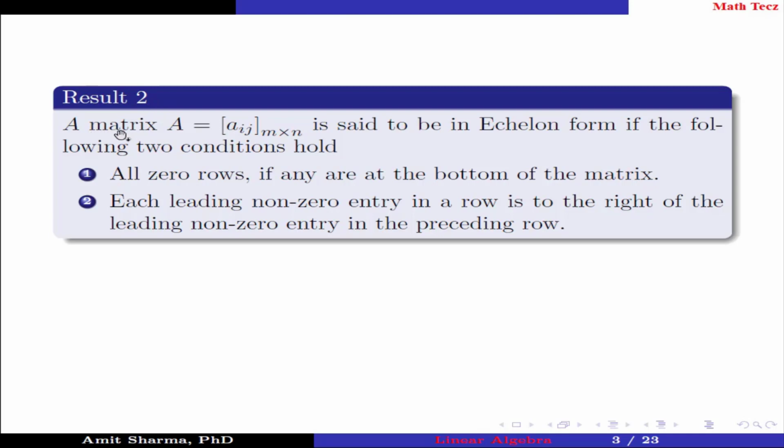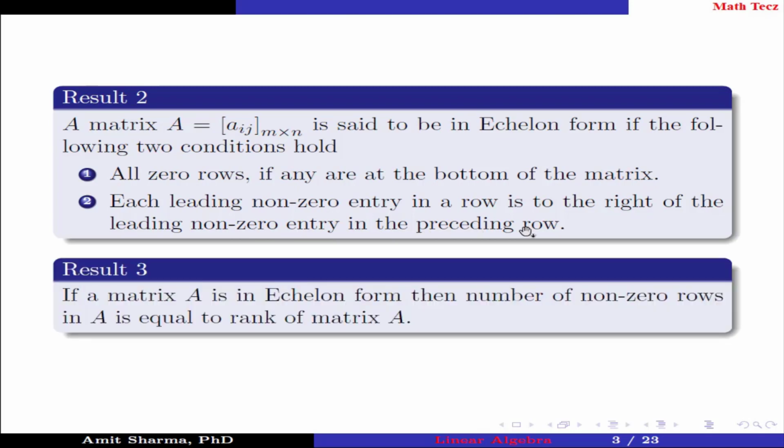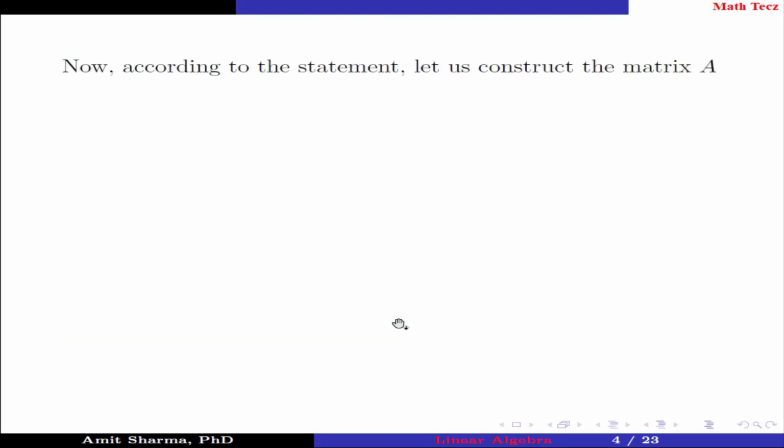Result number 2. A matrix A is said to be in echelon form if the following two conditions hold. Number 1. All zero rows, if any, are at the bottom of the matrix. Number 2. Each leading non-zero entry in a row is to the right of the leading non-zero entry in the preceding row. Result number 3. If a matrix A is in echelon form, then the number of non-zero rows in A is equal to the rank of matrix A.